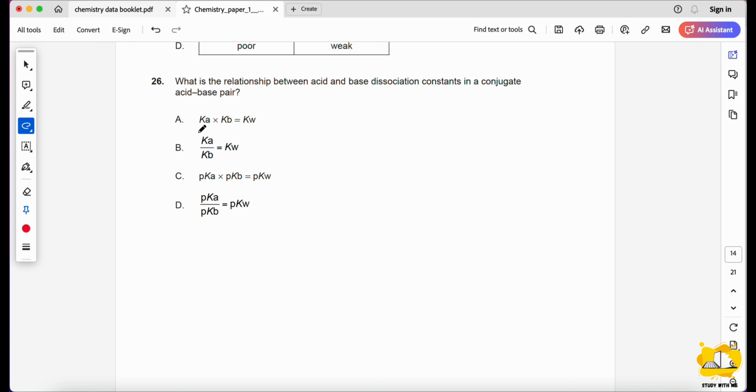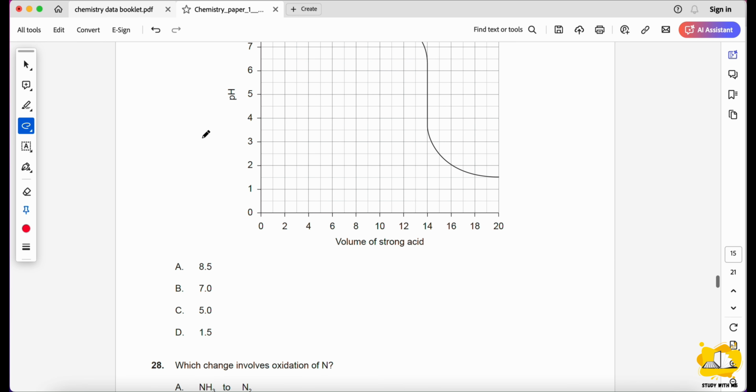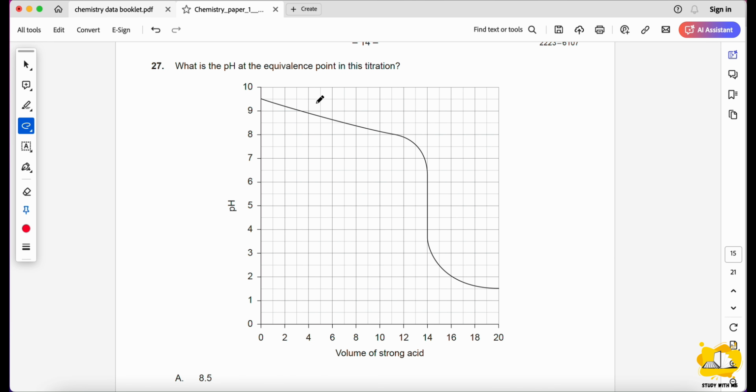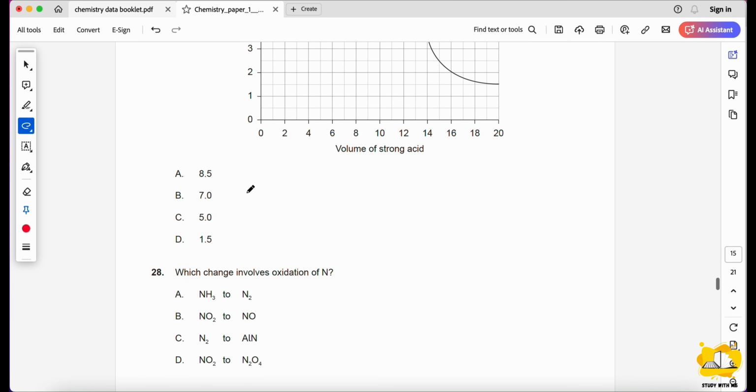What is the relationship between acid and base dissociation constants in a conjugate acid-base pair? So Ka times Kb will produce the water constant, Kw. So that's why the answer is A. Number 27. What is the pH at the equivalence point in this titration? If we see in the middle, this will be the equivalence point, which is 5.